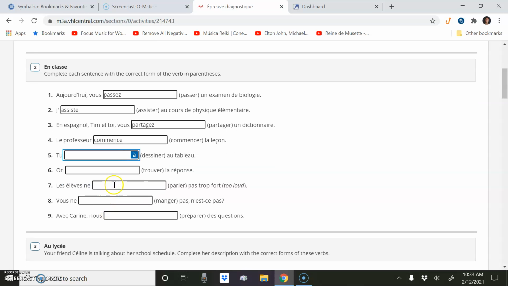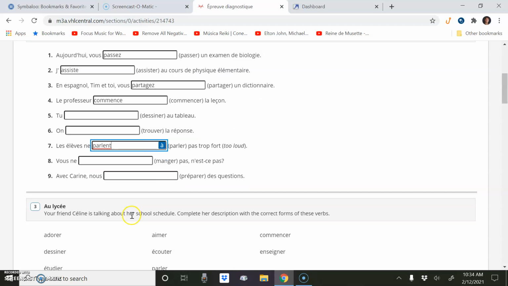Les élèves is like plural people. So you're going to have parle. Yeah, les élèves ne parlent pas trop fort. Do not speak very loud. Other ones are kind of obvious.